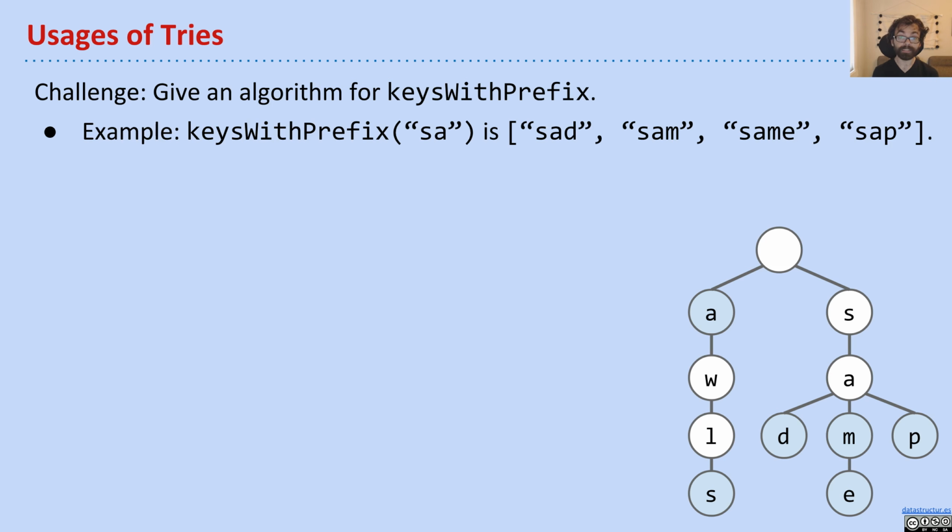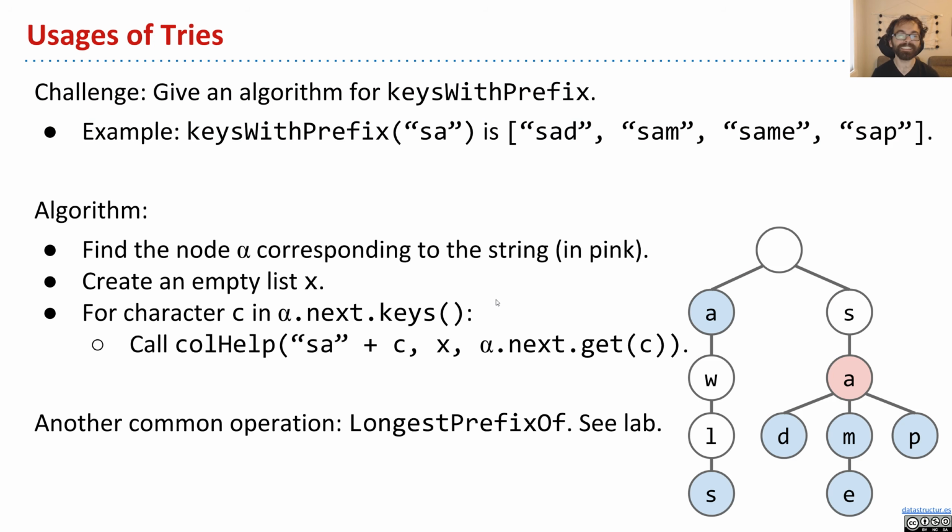So in this case, the algorithm, to me at least, jumps out at me. But I made the slide, so not so surprising maybe. So in this case, what we will do is find the start node, which I'll call alpha, corresponding to the string you gave me. So here I'm showing it in pink. Then I'll create an empty list.